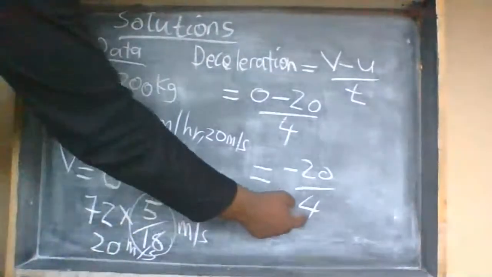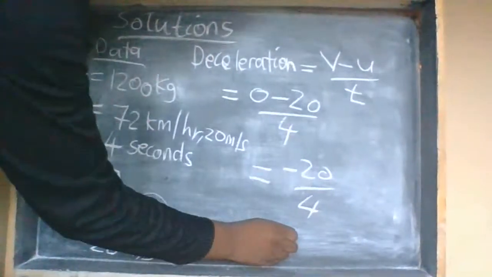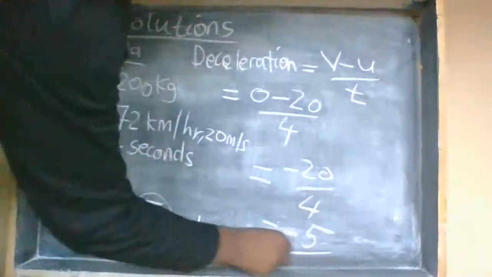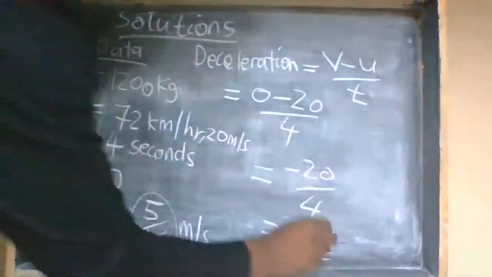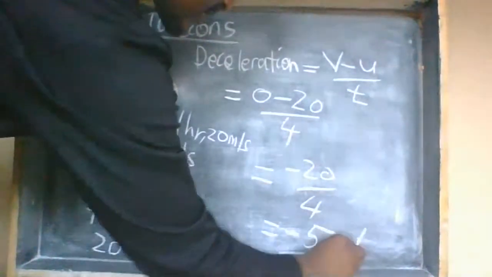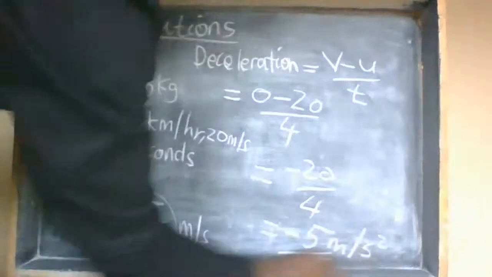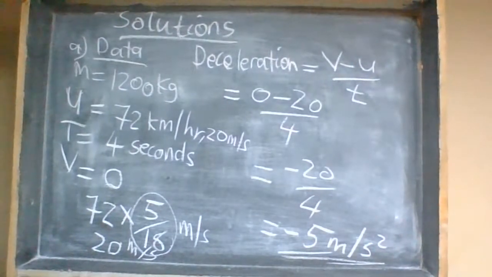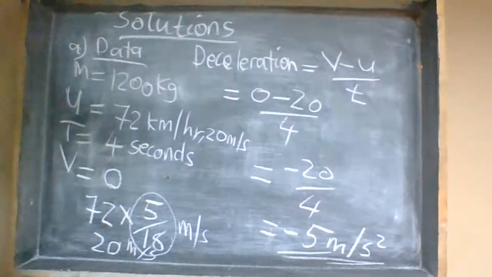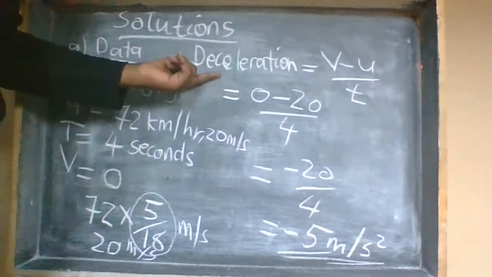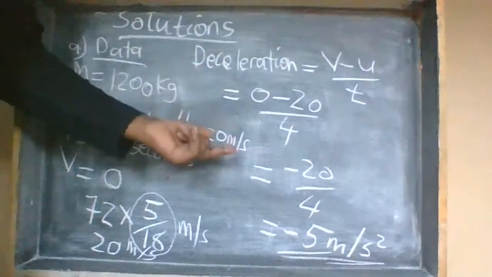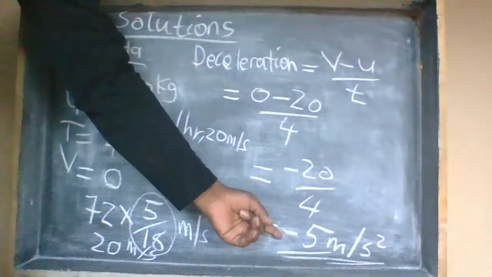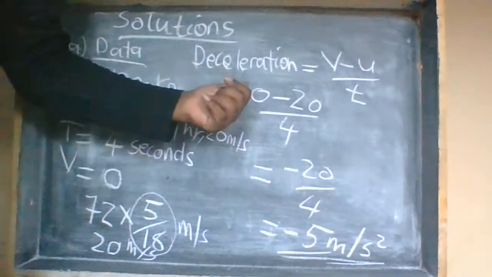Okay. 4 into 20 will give us negative 5. This will be in meters per second squared. That is our deceleration. The SI units for deceleration are the same units we use for acceleration, just that the answer is in negative form as it is deceleration.